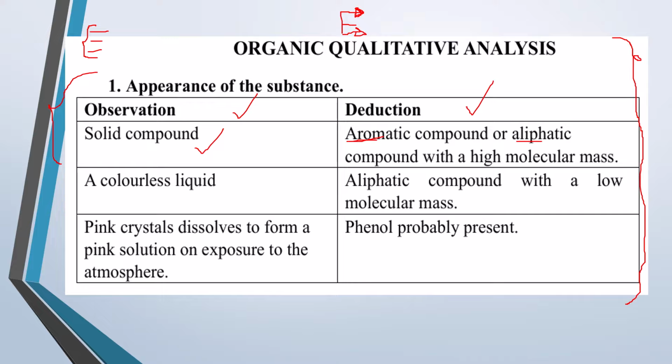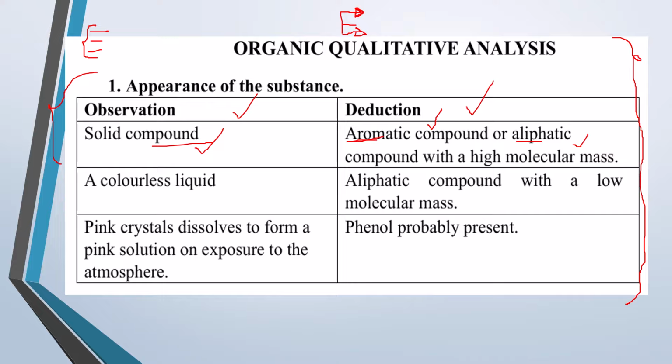So if we are given a solid substance, we are going to anticipate mainly an aromatic compound, or we are going to anticipate an aliphatic compound with a higher molecular mass, or with a long hydrocarbon chain. But mainly when you're writing a deduction, you're not supposed to give two alternatives. It's advisable to give one option, because the more options you give, the more you reduce your accuracy.